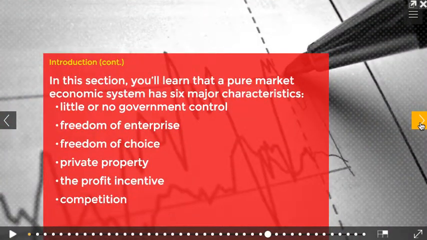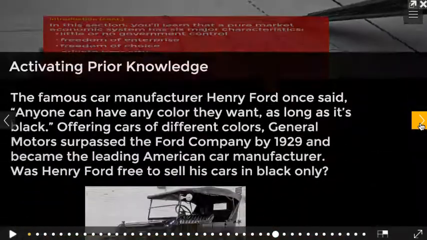In this section, you'll learn that a pure market economic system has 6 major characteristics: little or no government control, freedom of enterprise, freedom of choice, private property, the profit incentive, and competition.